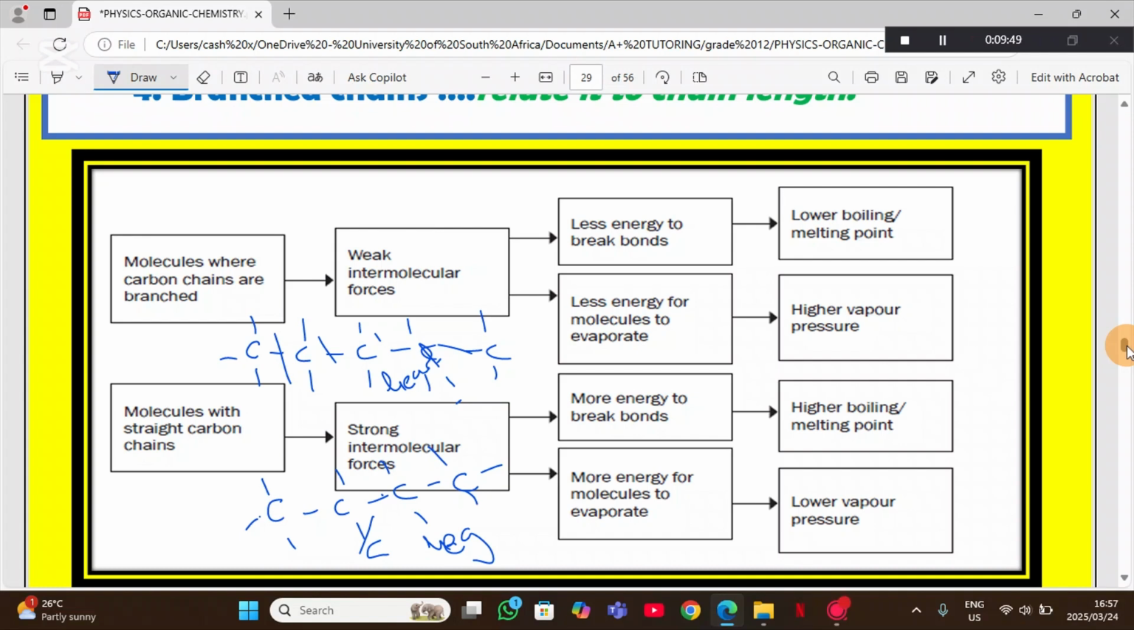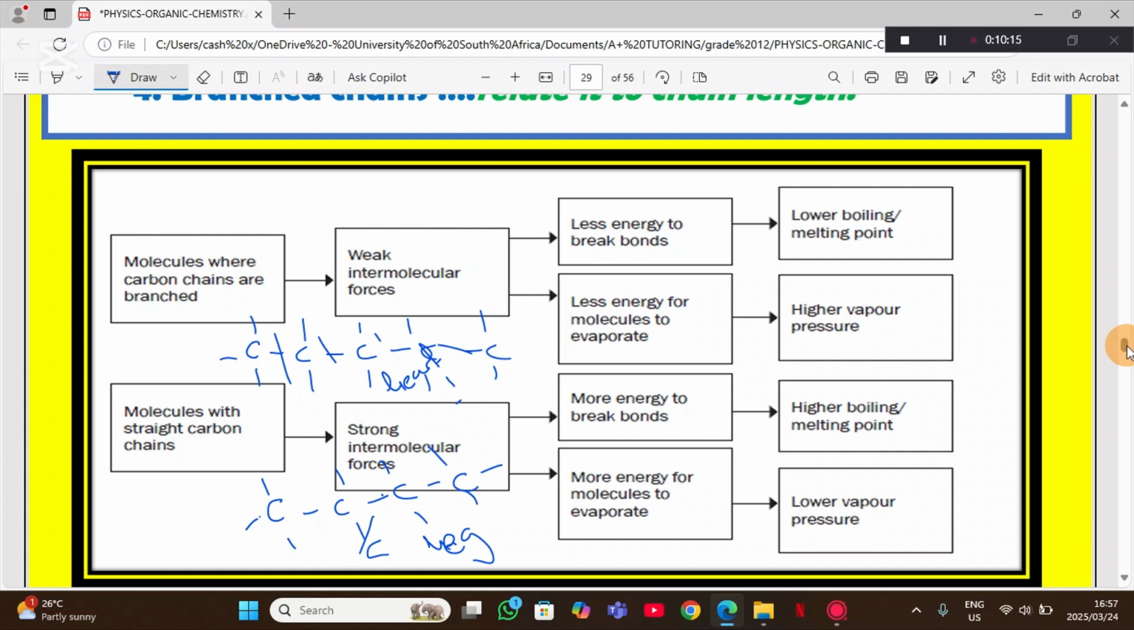That's where I'll now say that molecules where the carbon chain is branched have weaker intermolecular forces, meaning less energy to break the bonds, and then less energy for molecules to evaporate, meaning high vapor pressure, and a low boiling point and low melting point. So now the straight chains will need more energy and have a higher boiling point and a lower vapor pressure.